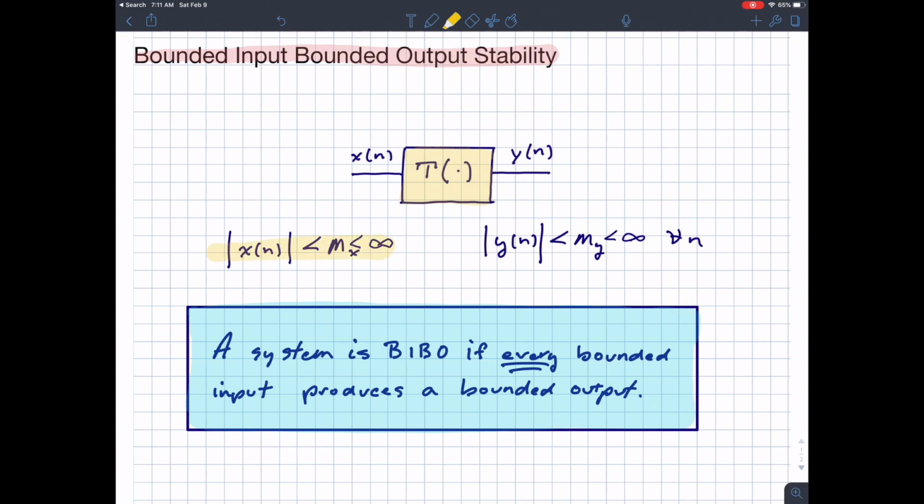What we're saying here is that for all n, the magnitude of x is bounded by some finite number Mx. If I put that bounded input into the system, I get an output that also fits the definition of being bounded, where for all n, the absolute value of y is less than some finite number. So there you go, that's the definition. The system is BIBO if every bounded input that you put into it, with no exceptions, produces a bounded output.